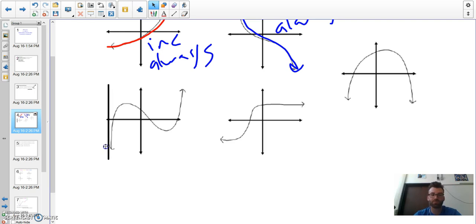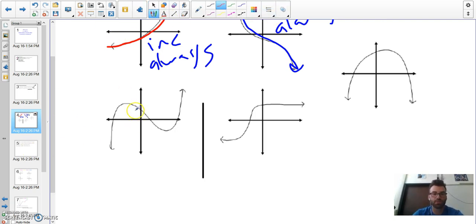As I go from left to right, my function is coming from negative infinity. It looks like it's increasing to this point here. Then it starts to decrease a little bit. Then it starts to increase again. So let's first identify the increasing intervals only. First, we'll call this point right here A. So I'm increasing from here to A, and we can call this point here, you guessed it, B, and I'm increasing from B off to forever.